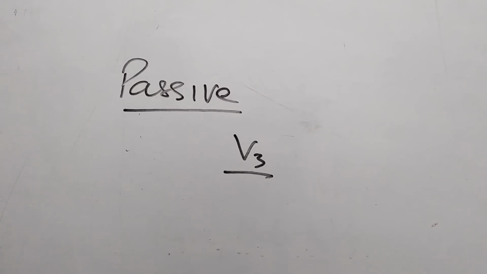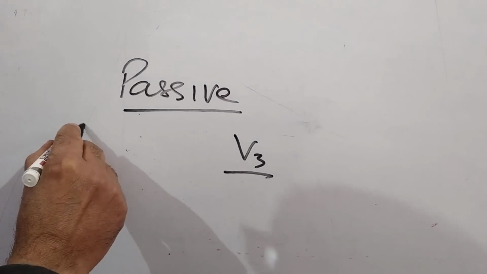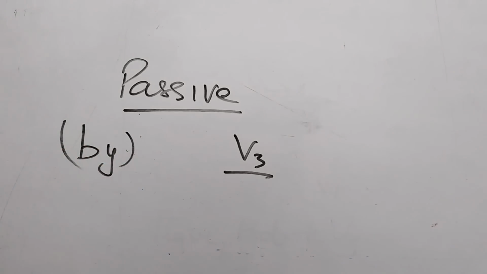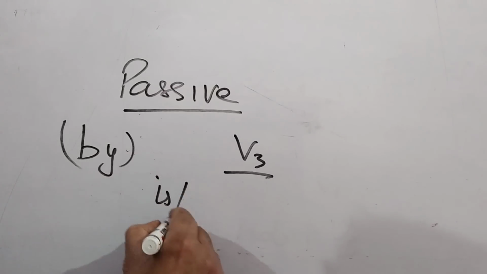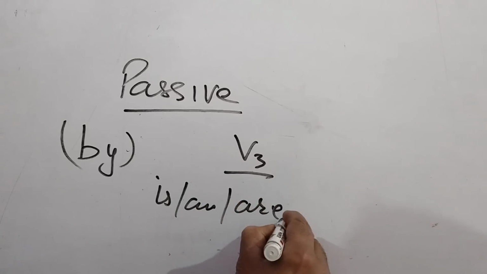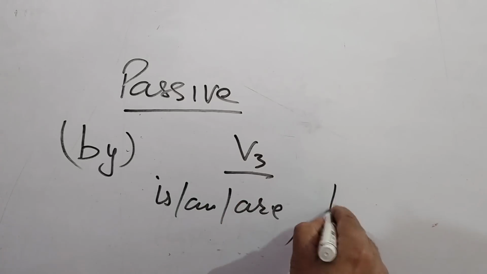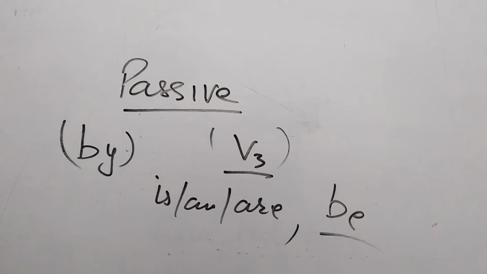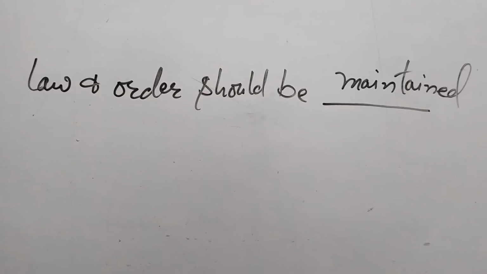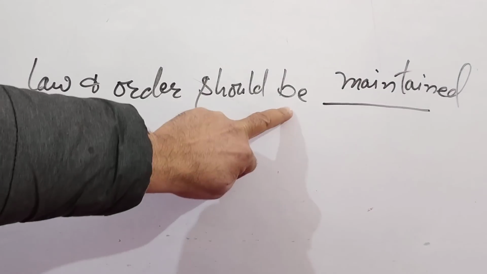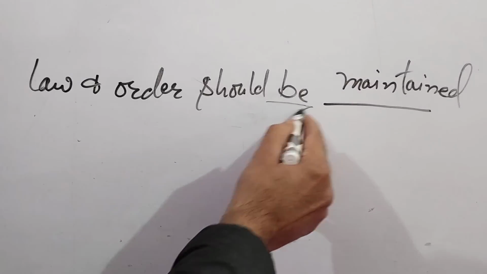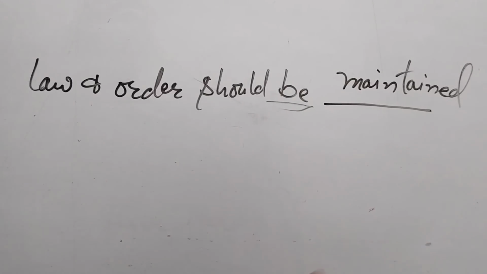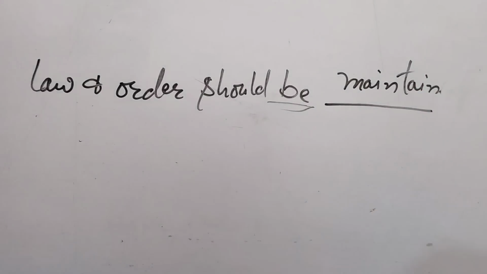And how do we decide whether it is passive or active? You will have a preposition like 'by' in the sentence, or you will see that the sentence has is, am, are, was, were, has been, have been, BEB, should be, could be. Then in that case your answer should be in form 3 of the verb. For example, look at this sentence: law and order should be. So BEB shows that this is passive voice, should be maintained. If you write 'maintain', then the answer will be wrong.